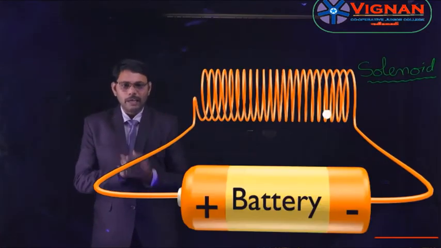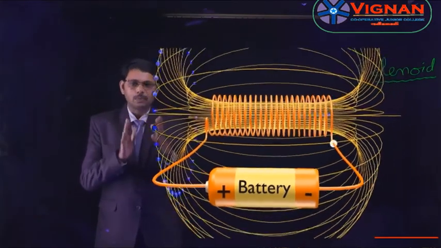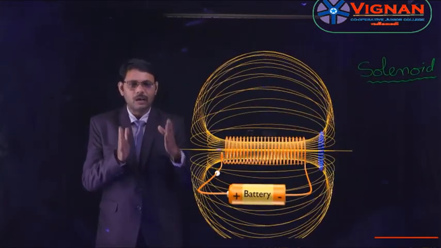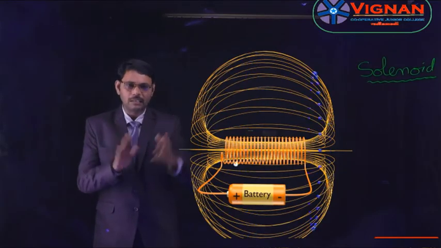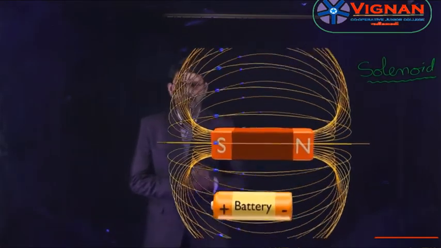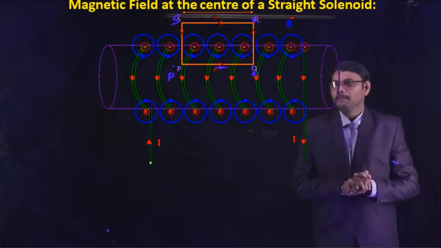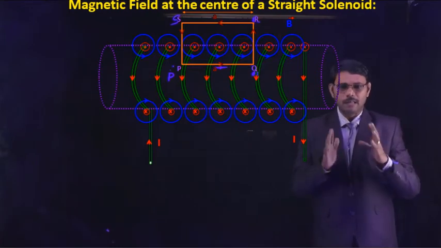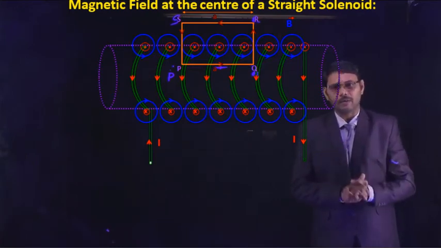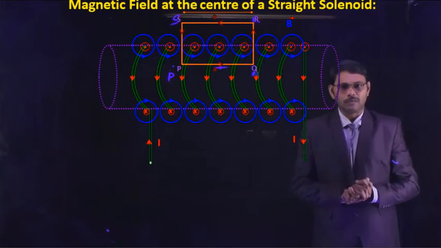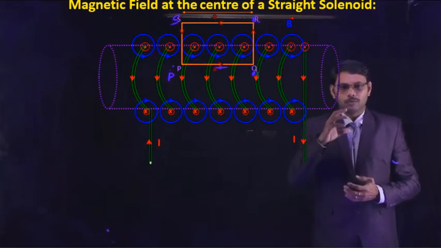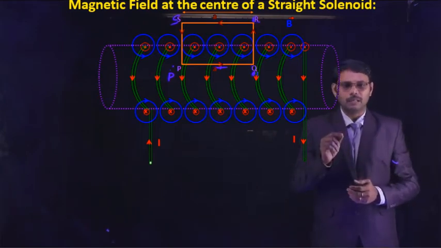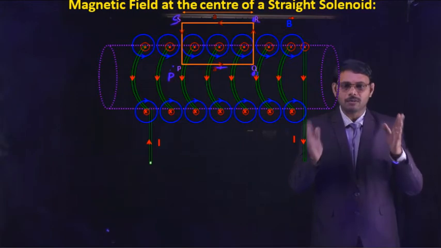Now we would like to derive the expression for the magnetic field along the axis of a long solenoid. That is our aim. The magnetic field along the axis of a long solenoid will be calculated now. Students, I showed the working of the solenoid and the magnetic field produced along its axis in the previous part of the video. Now let me derive the expression for the magnetic field along the axis of a long solenoid.